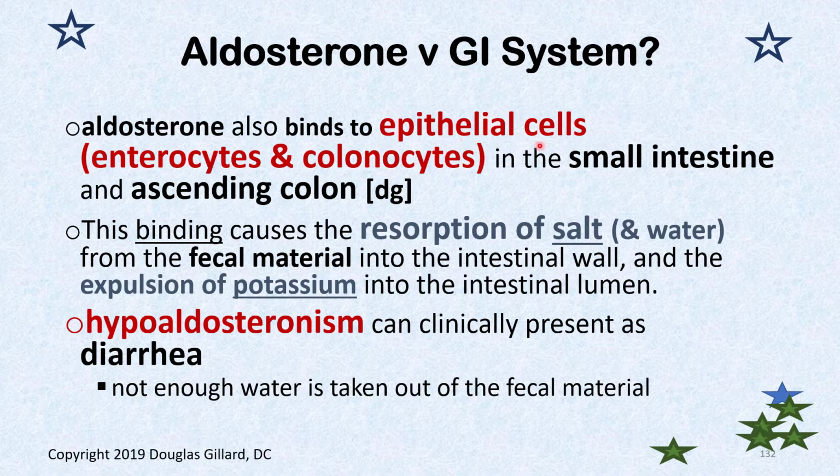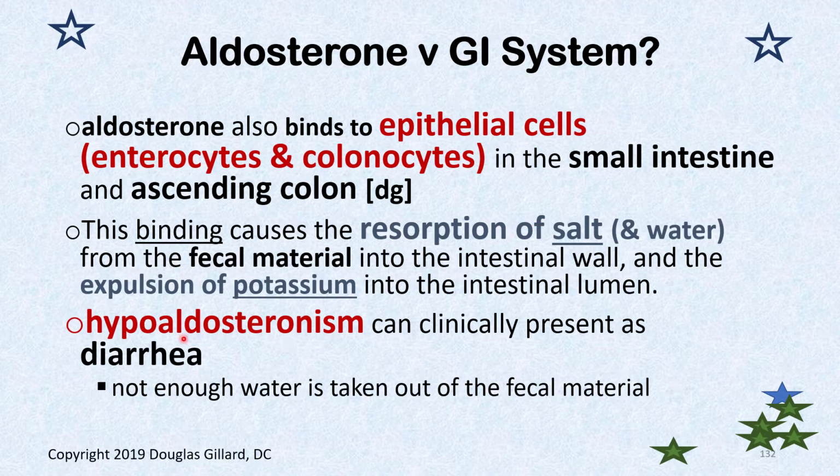So aldosterone binds to epithelial cells, specifically enterocytes and colonocytes in the small intestine and the ascending colon. The binding of aldosterone to these cells does the same thing, a reabsorption of salt and water that goes into the bloodstream, and it kicks out potassium and hydrogen ion in exchange for that. Did I put that? I'm not sure if I put that in. No, I didn't put that in here, but it does.